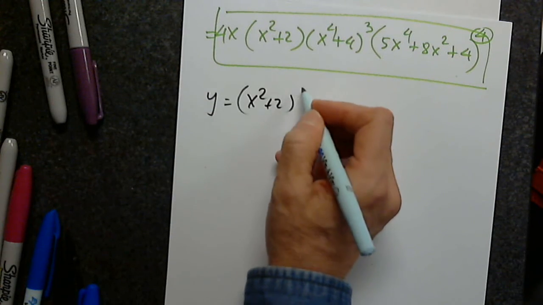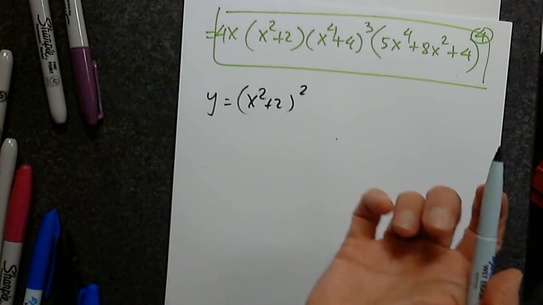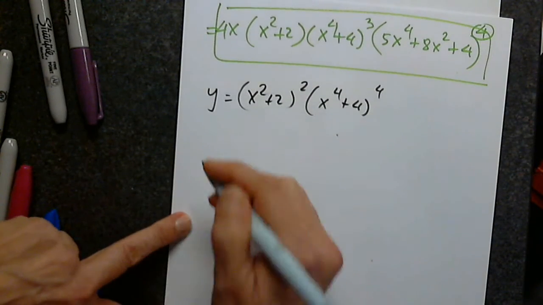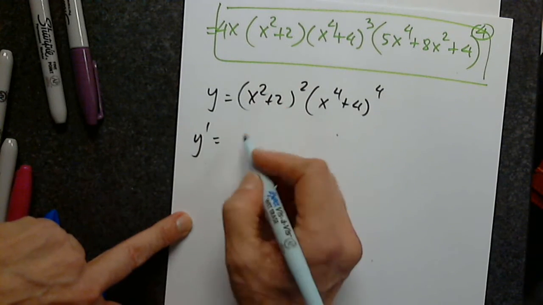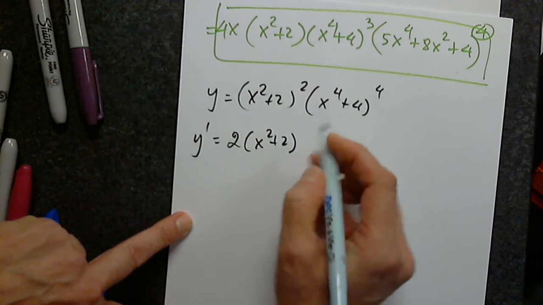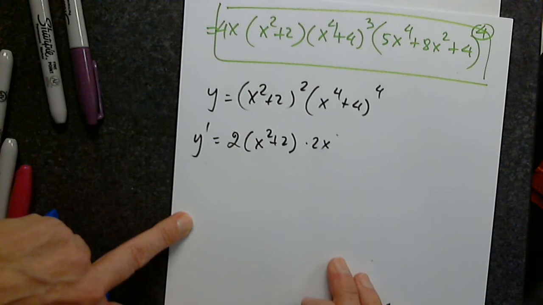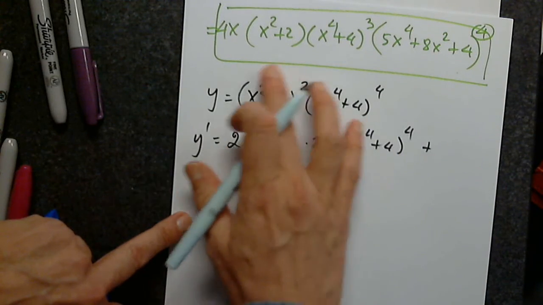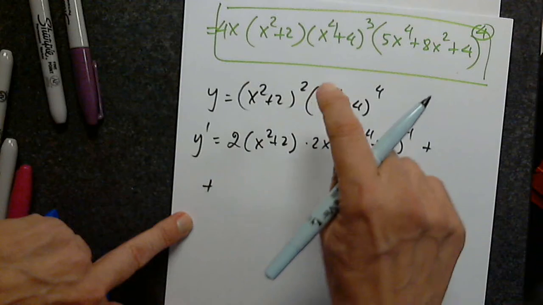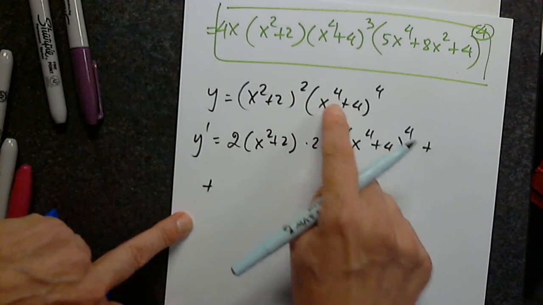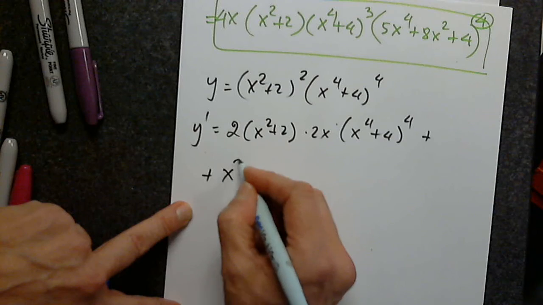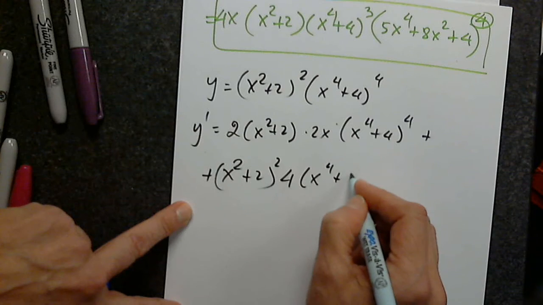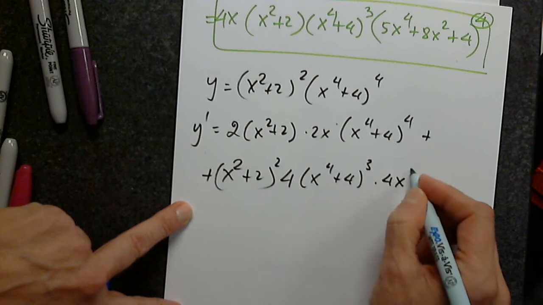So we have the same thing: x squared plus 2, squared, times x to the fourth plus 4, to the third. So y prime: first function prime, 2 times x squared plus 2 times 2x, times x to the fourth plus 4 to the third. Is this okay? First function prime, times the second function. Plus, I copy the first, and now I differentiate the second: 3 times x to the fourth plus 4 to the second times 4x cubed.